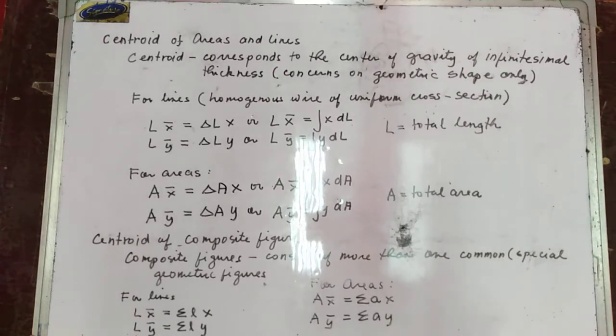So if you get the centroid of a line, x bar is equal to the summation of Lx all over the total length, y bar is the summation of Ly all over the total length, and for areas, x bar is equal to the summation of Ax all over the total area, and y bar is equal to the summation of Ay all over the total area.